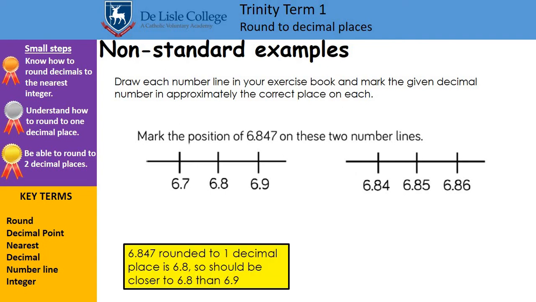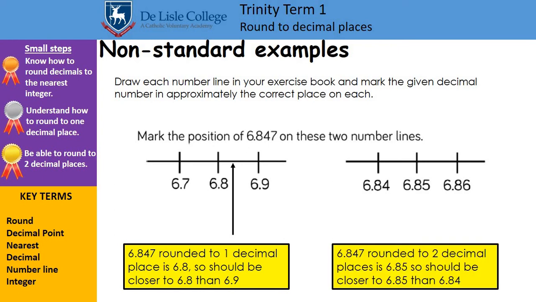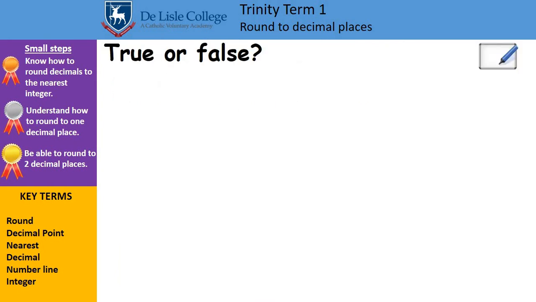Right, good. So the first one, 6.847 rounded to 1 decimal place is 6.8, and therefore it should be closer to 6.8 than 6.9, so you'd have it roughly here. Next one, 6.847 rounded to 2 decimal places is 6.85, so it should be closer to 6.85 than 6.84, so roughly there. Lovely.